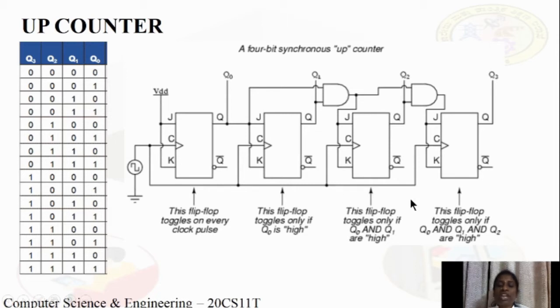Okay, this type of circuit, 4-bit synchronous circuit, will count in the upward direction. The contents of the counter will be incremented by 1 for every clock pulse or every clock signal. So this counter we will call it as up counter.